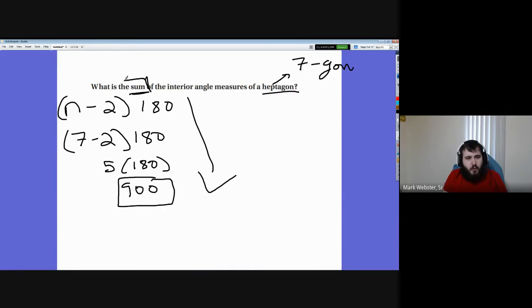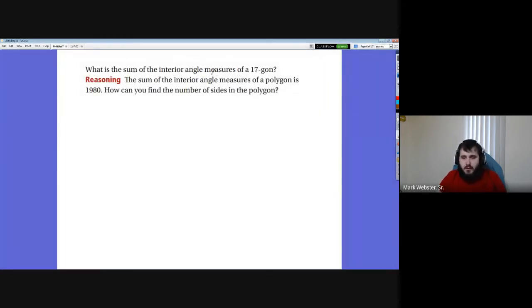Look for this keyword here, sum. Okay? And then also look for this keyword, interior. All right, give this next one a try on your own. I'm going to put 2 minutes on the clock. Actually, I'll put 3 minutes because they're asking for 2 different things here.